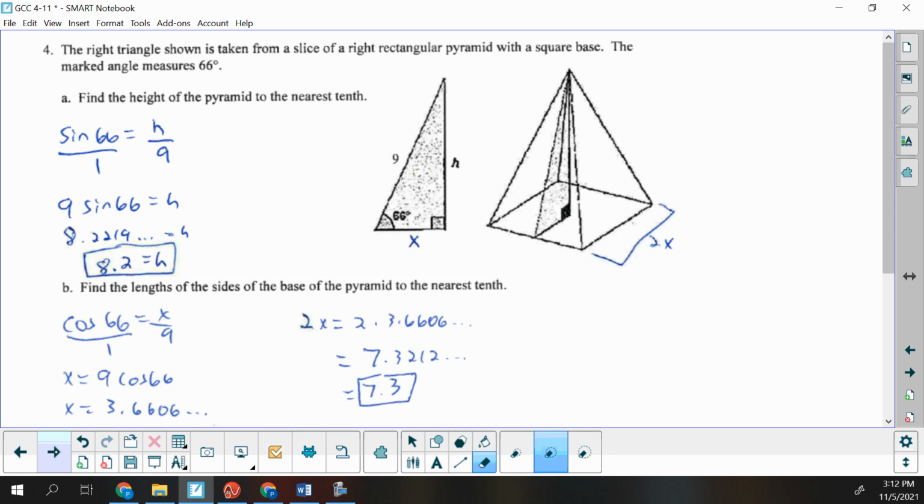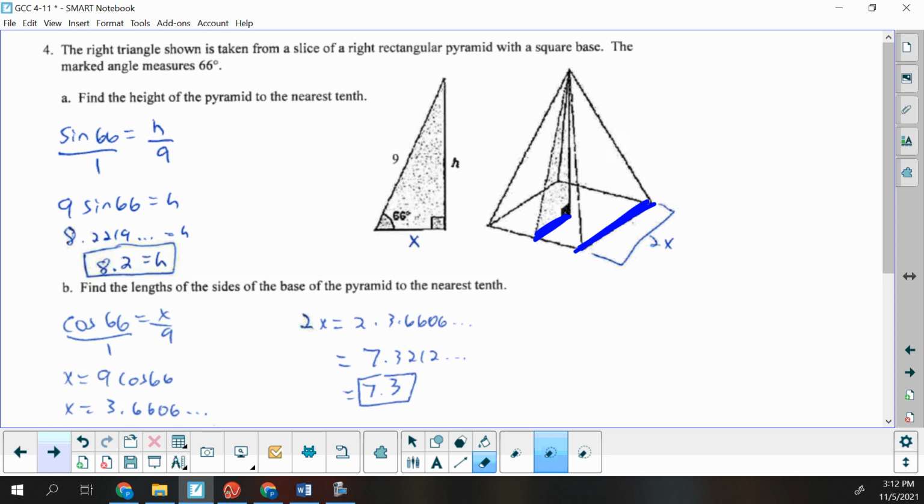Find the lengths of the sides of the bases of the pyramid. Well, this is the tricky part. Notice this side all the way across, that's what we're looking for. But in our right triangle, we only have this, which is half of it. So I called that x, and then our actual side in the triangle will have to be double that.